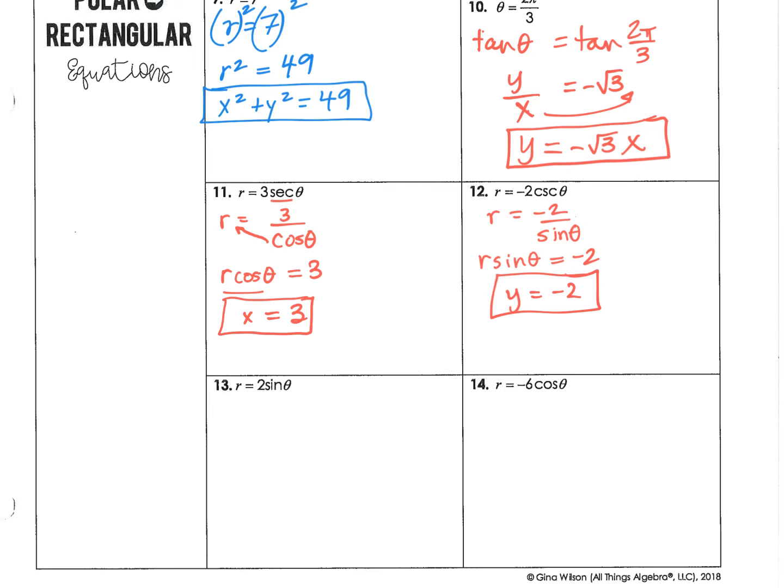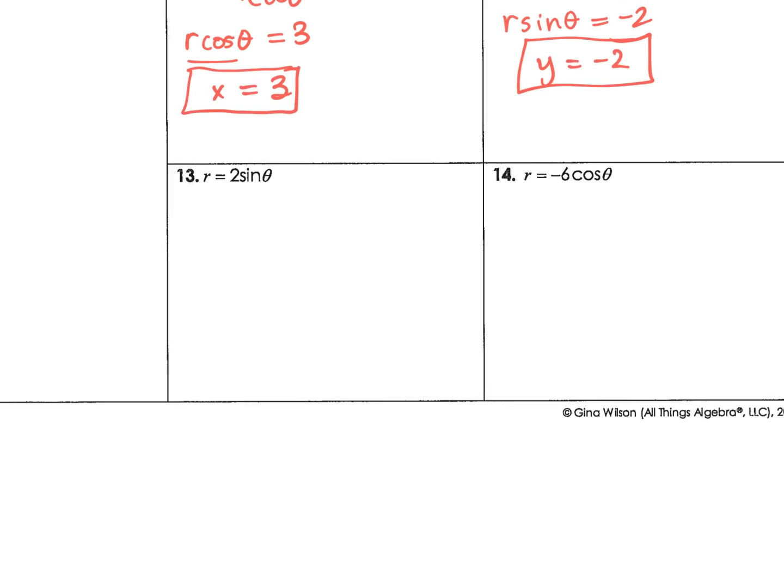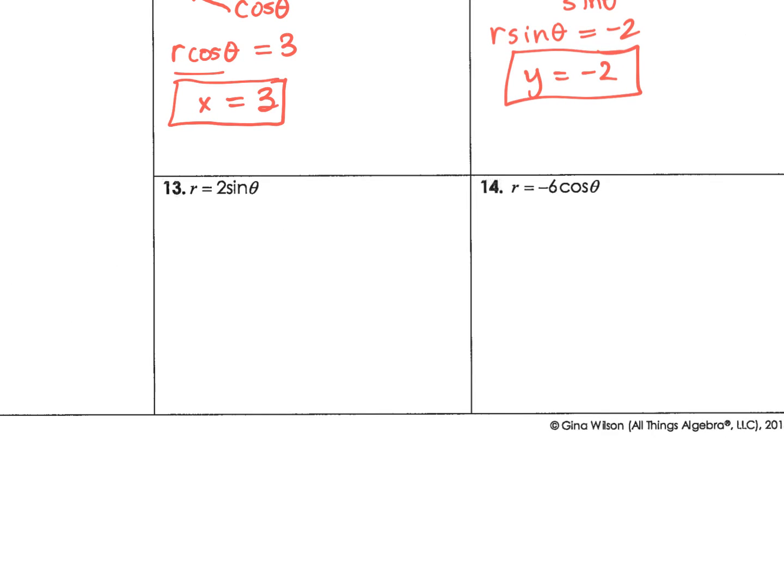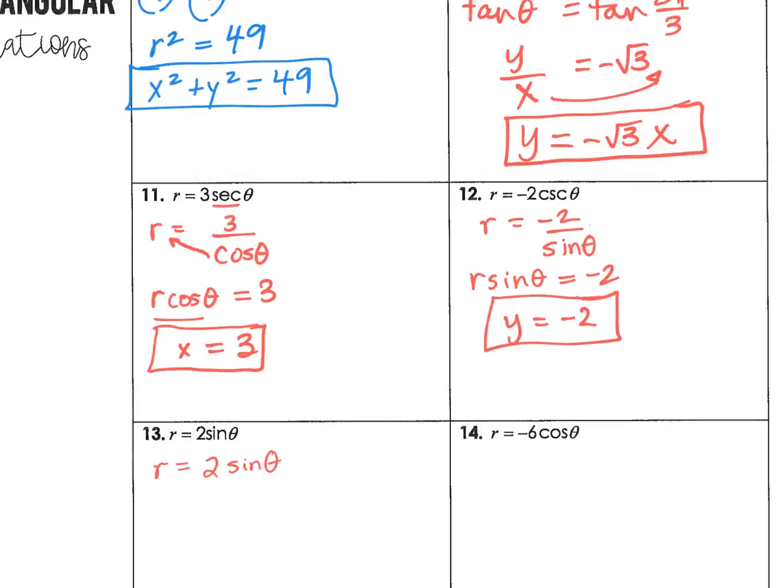All right, the only reason we could do it that way was because sine was in the denominator, right? We could cross multiply it. What if it's not in the denominator, like number 13? We can't do the same trick here, can we? So what we have is r equals 2 sine theta. Well, I'm going to do another trick to help me figure out how to fix this, because I don't have an r, but what do I have up here?